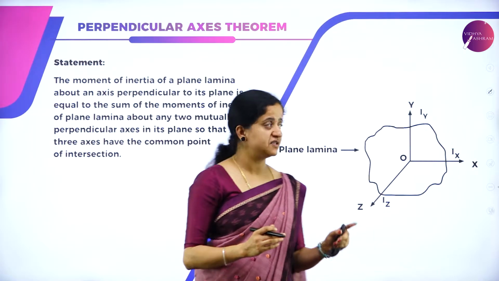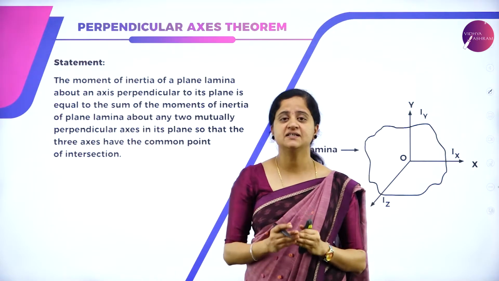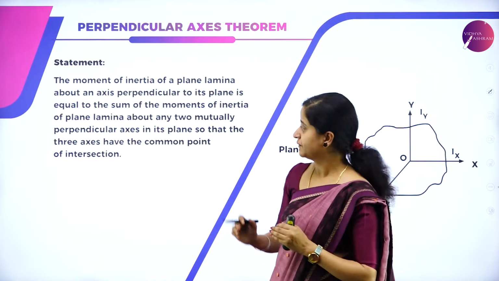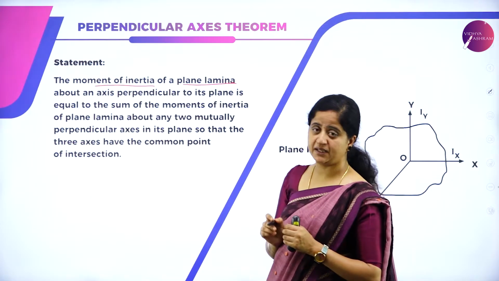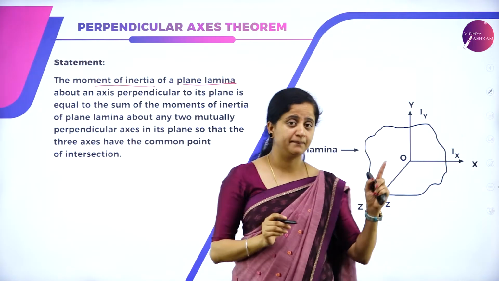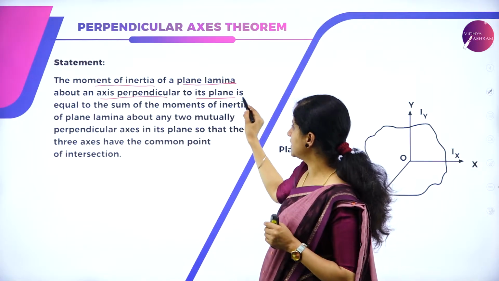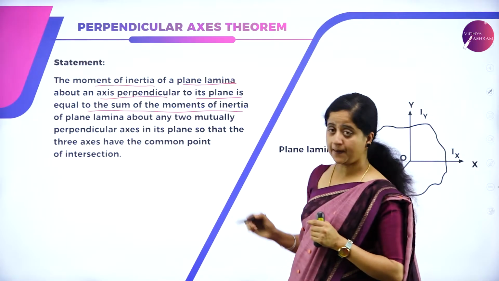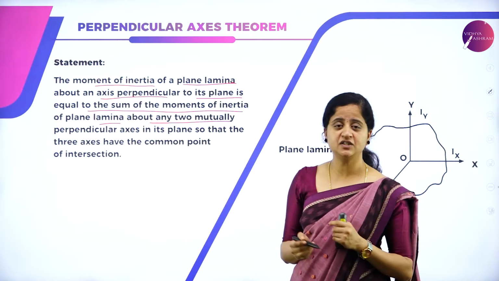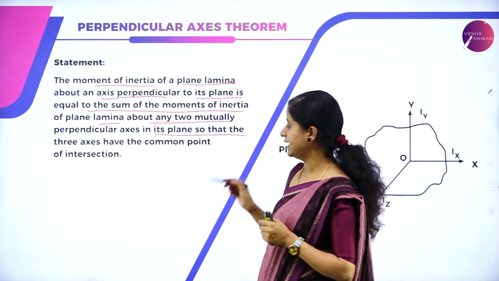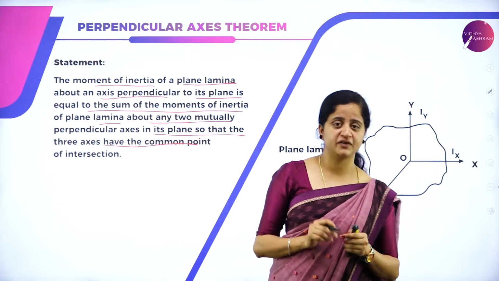For that, let us first understand the diagram and let us first remember the expression. Then you can easily write the statement. So let us go through the statement now first. The moment of inertia of a plane lamina about any axis perpendicular to its plane is equal to the sum of moments of inertia of the plane lamina about any two mutually perpendicular axes in its plane, so that all three axes have the same point of intersection.